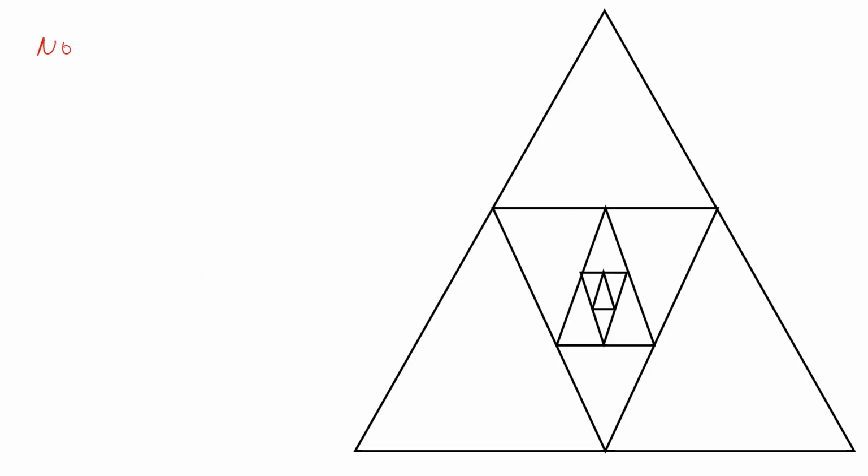The number of triangles in this figure: first we have to count the number of inner triangles here. 1, 2, 3 and 4. And one inner triangle forms 4 triangles. So 4 plus 4 plus 4 plus 4, since there are 4 inner triangles, and plus this bigger triangle, plus 1. 4 plus 4 is 8, 8 plus 4 is 12, 12 plus 4 is 16, 16 plus 1 is 17.